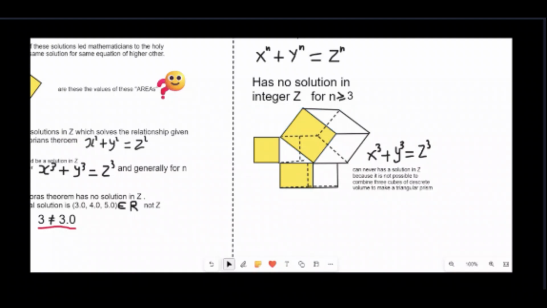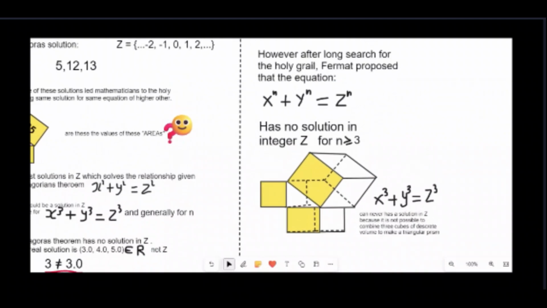If you look at the arrangement of this figure, this diagram, you see that it is not possible to use the 3 cubes to create a right-angled triangular prism. If you look at the back, you see that it cannot align with itself. The front aligns, but the back cannot align with itself. So it is not possible to have 3 cubes that will be used to construct a triangular prism, which means this equation has no solution in Z.